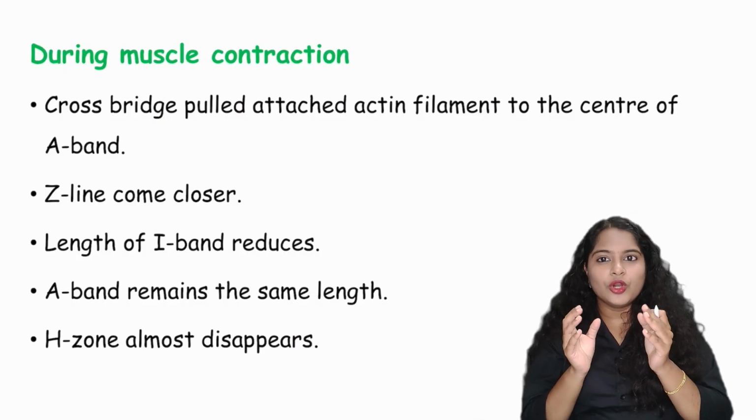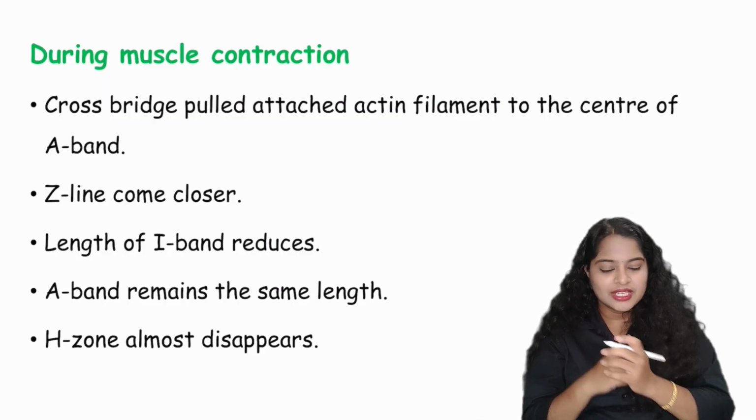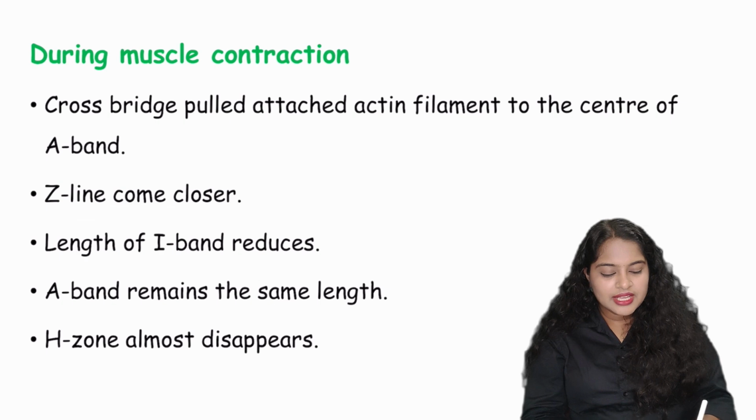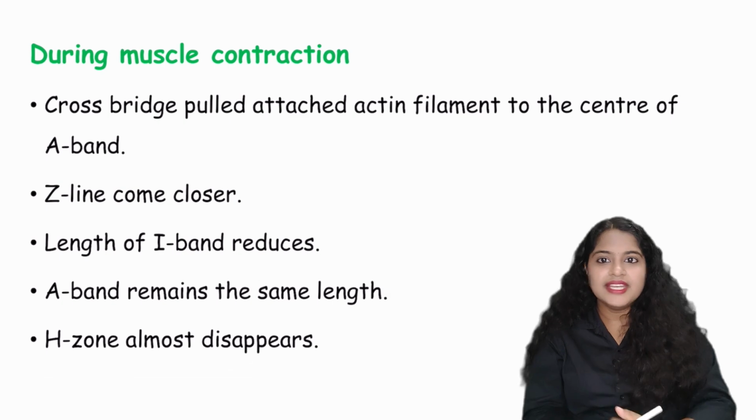Now we can see in short what is happening during muscle contraction. The cross bridge will pull the attached actin filaments towards the A band. The Z line will come closer. Your I band length will reduce. The A band will remain the same length and the H zone will almost disappear.